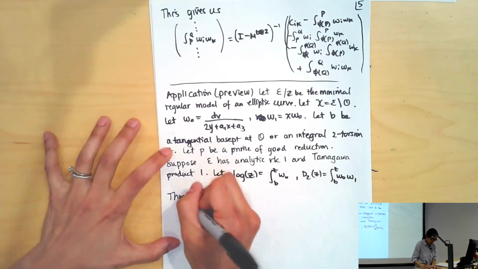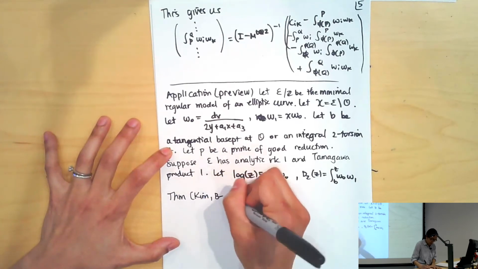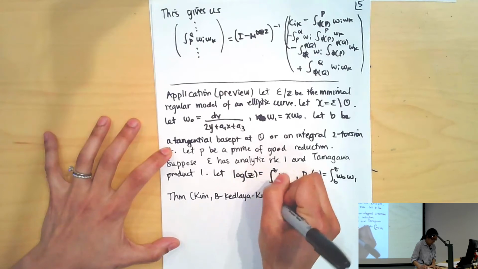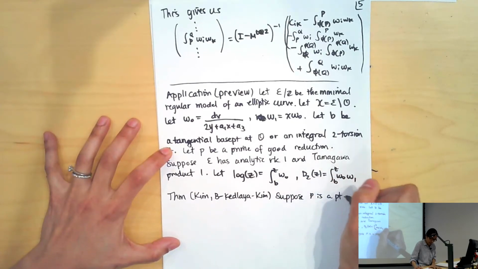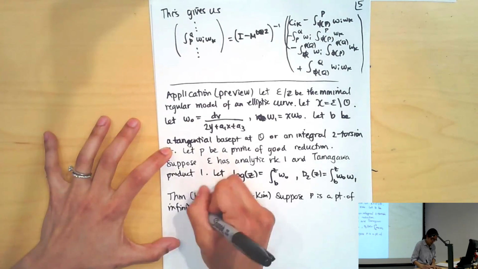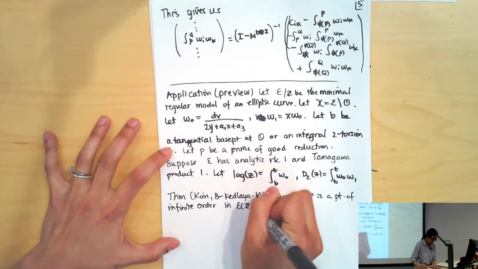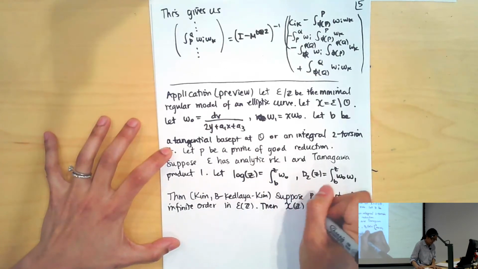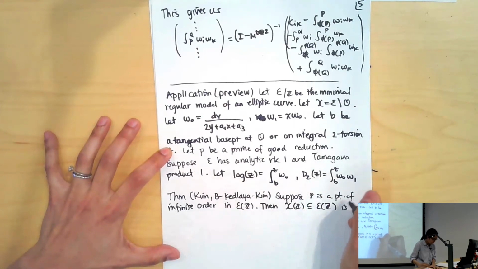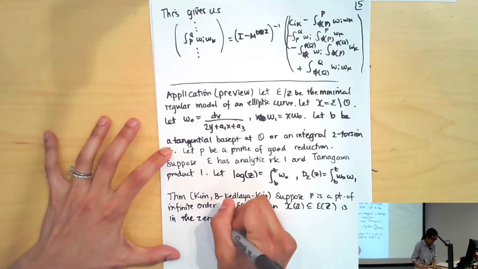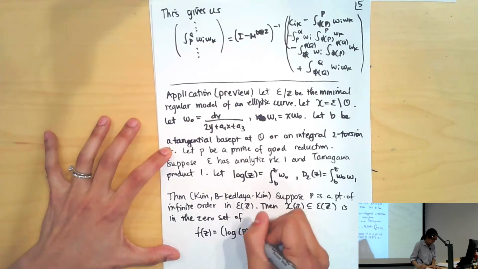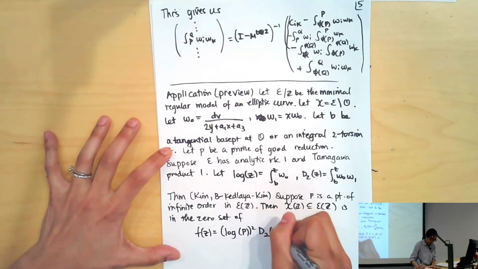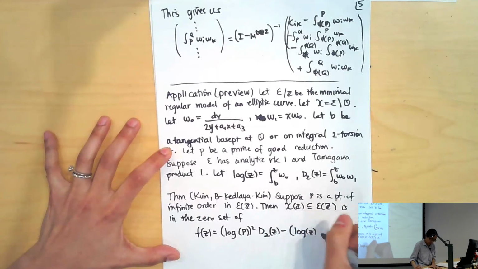And the theorem, due to Kim, and then we had some follow-up work with Kabaya and Kim, is that if we have a point P of infinite order, then the integral points on this affine curve X are in the zero set of the following function described using log and D2: log of this one point that we know about squared times D2 of Z, minus log of Z squared times the value of D2 on this point.